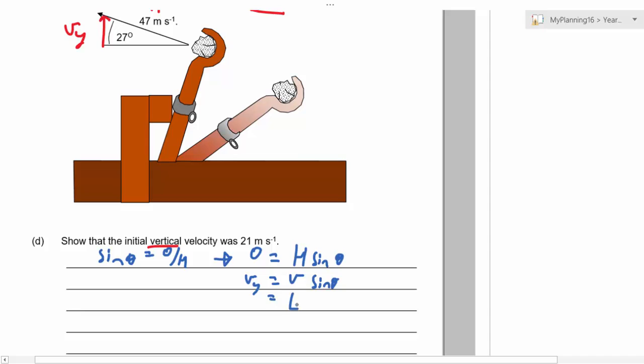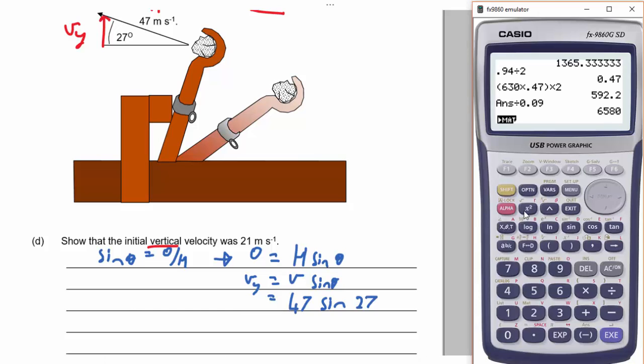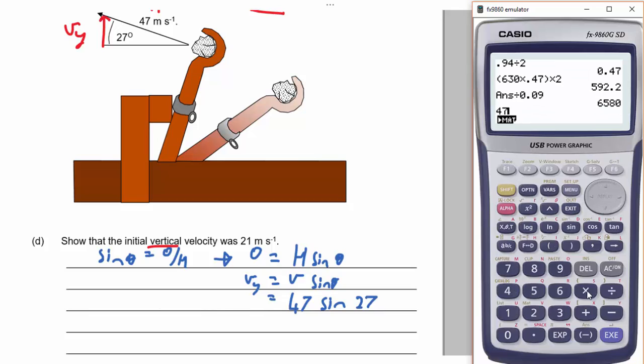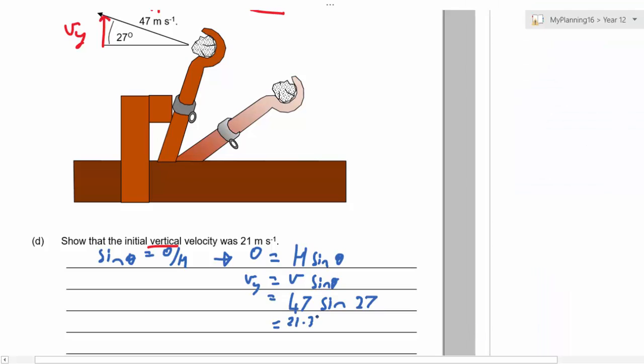So I can simply put in 47 times the sine of 27. You need to make sure your calculator's in degrees, so if you go shift menu, you can see that my calculator is actually in radians, so I need to click it to degrees, exit, and then it's 47 times the sine of 27, which gives you 21.33. 21.33 m/s, which equals 21 m/s. So notice how I have got the unrounded answer there. This is what they're looking for when they're marking really quickly. It's a show question, they're looking that you've actually managed to figure it out. So if you've got 21.33, boom, you're going to be in luck.